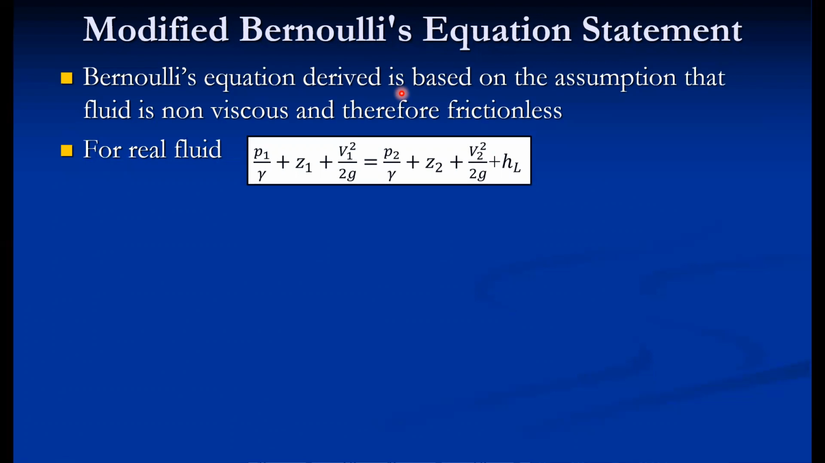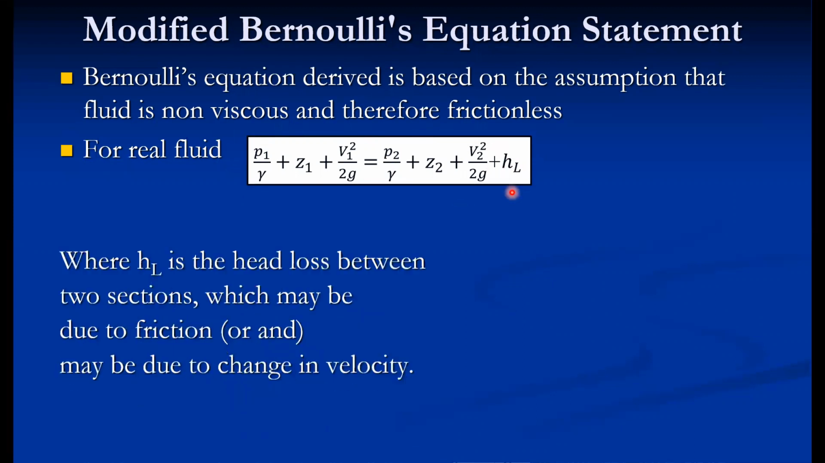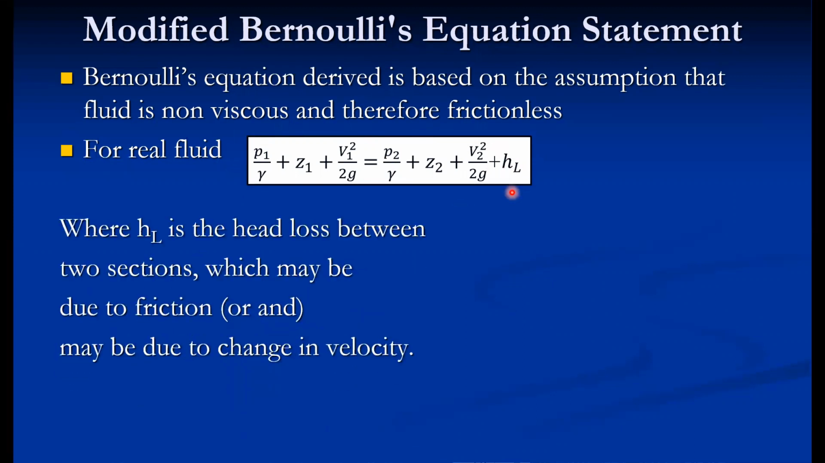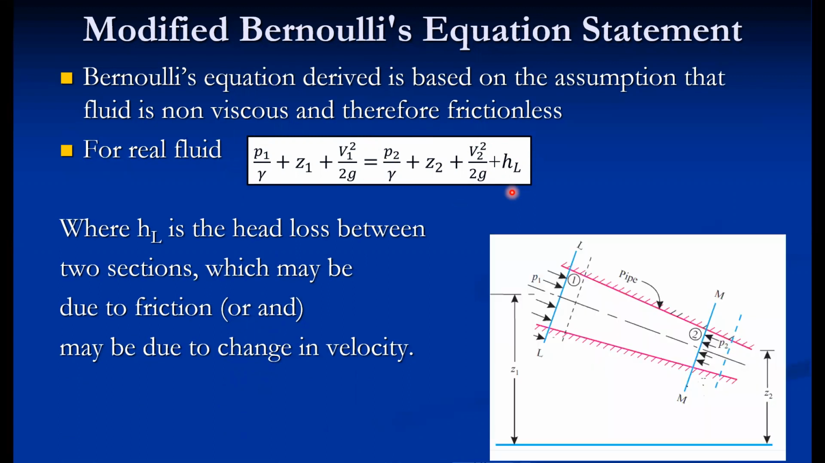So for a real fluid, there is always some energy loss along the direction of flow. That means the Bernoulli's equation at section 1 is not equal to the Bernoulli's equation at section 2. There is some head loss, okay? So h_L is the head loss between two sections, which may be due to friction or due to change in velocities. In today's experiment, we are going to calculate this head loss, or we have to prove that the total head at section 1 is not equal to the total head at section 2.